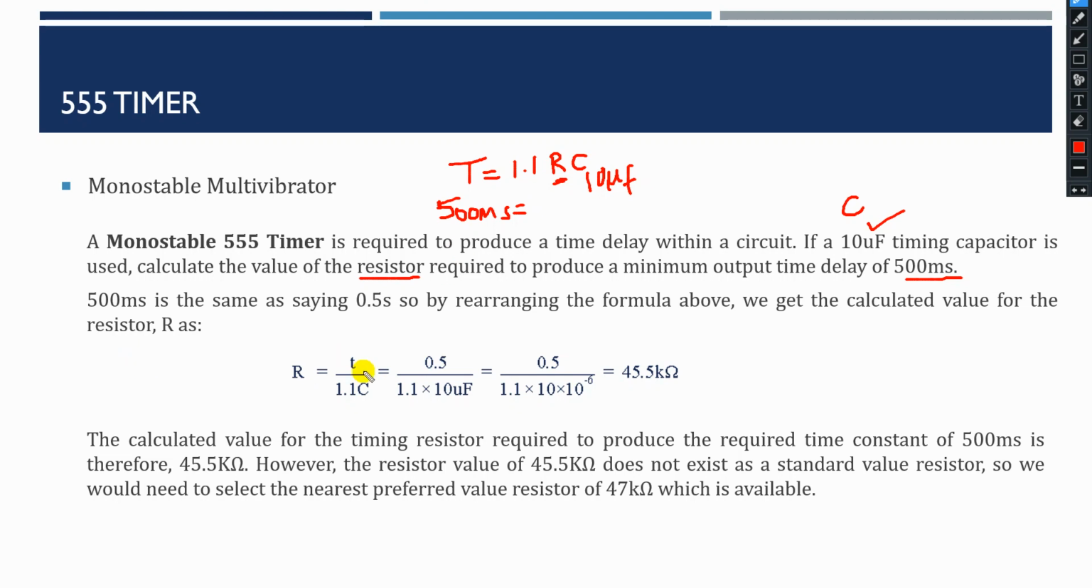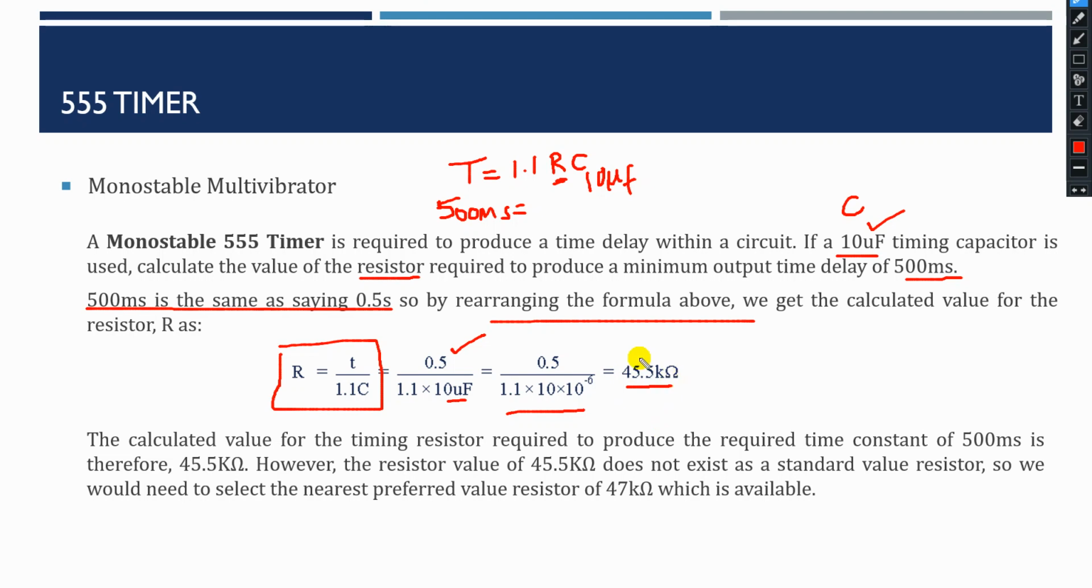So let us rearrange the equation. 500 milliseconds is the same as saying 0.5 second. By rearranging the formula, R is equal to T divided by 1.1 into C. So what is T? 0.5 second divided by 1.1 into the capacitor value, 10 microfarad. If you calculate this, you will get 45.5 kilo ohm. So the problem here is you are getting a resistance value of 45.5 kilo ohm.